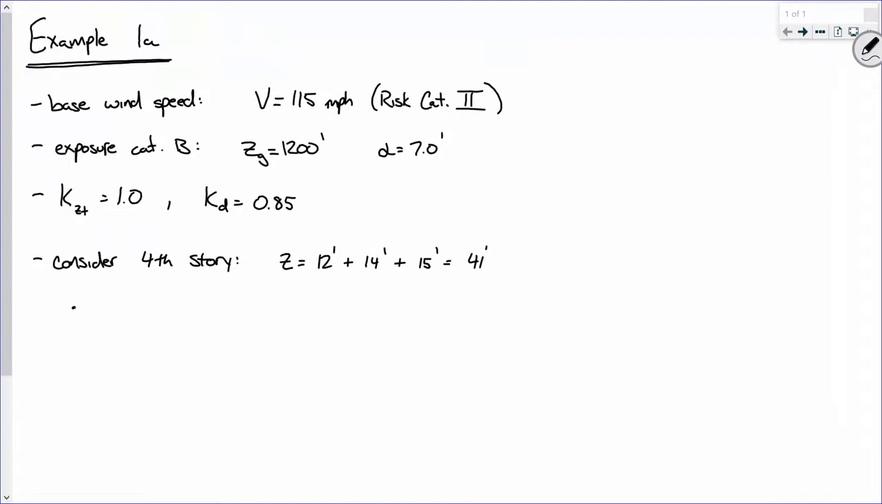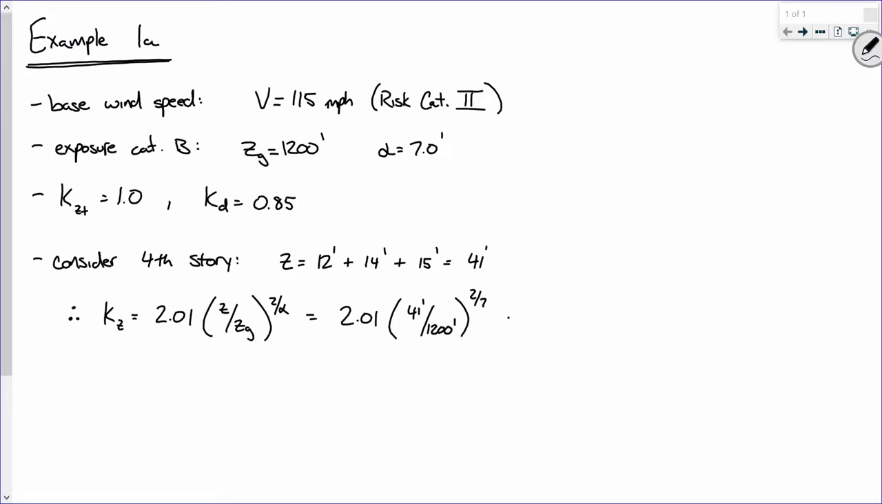So KZ equals 2.01. 2 over alpha is the exponent, so 2.01 raised to the what? You tell me. Well, yeah, that's right. That's 2 over 7, and then I'm getting ahead of myself. The fraction inside is going to be what? 41 over 1200. So what's that come out to be? We'll say 3 decimal places.